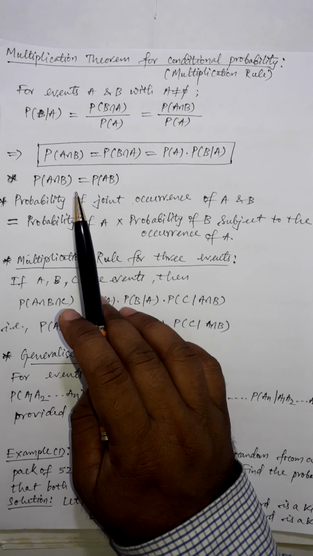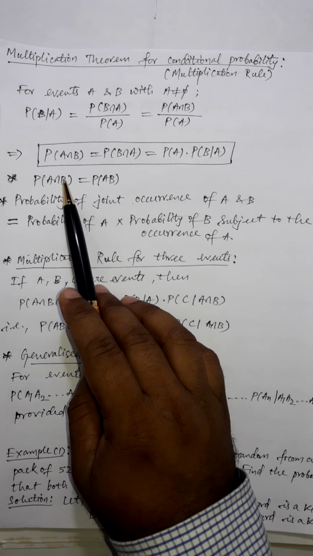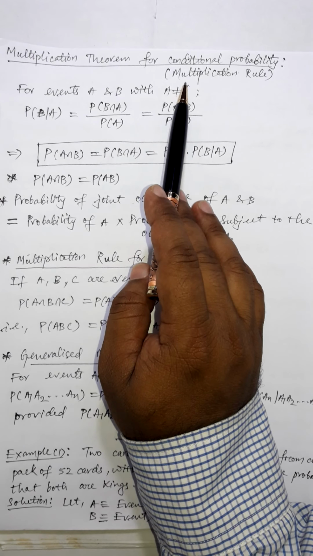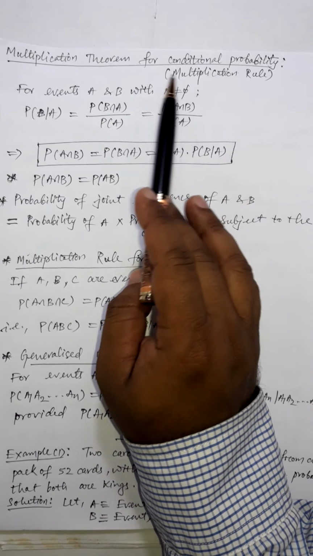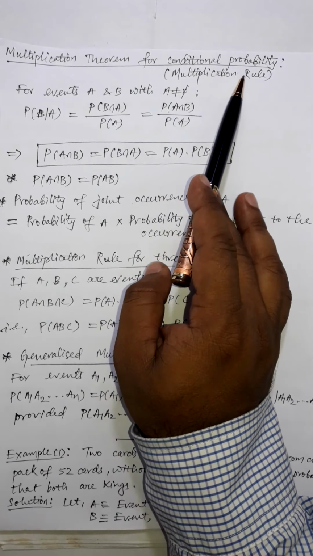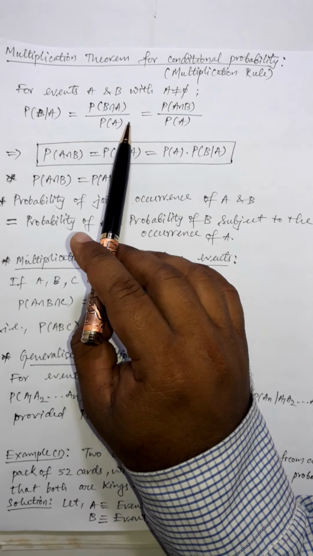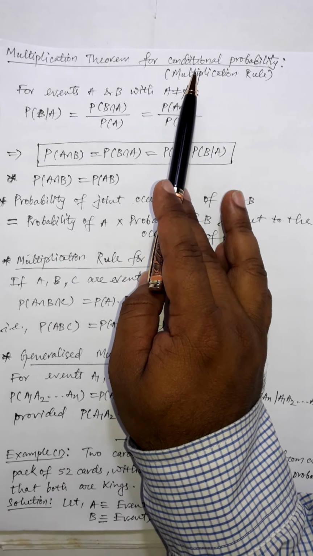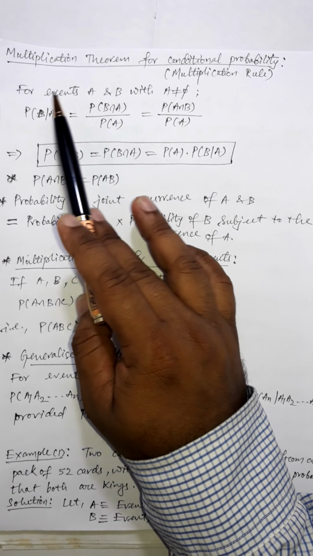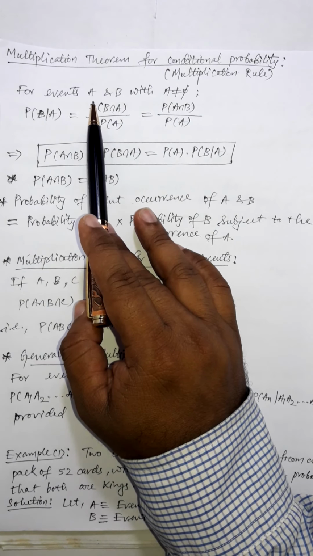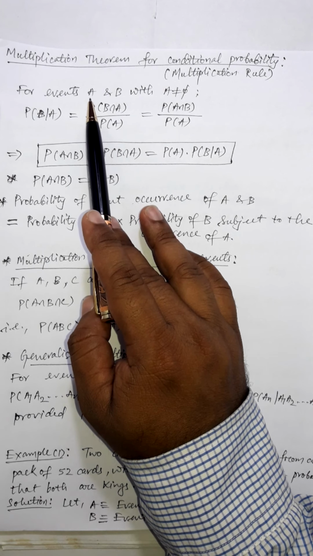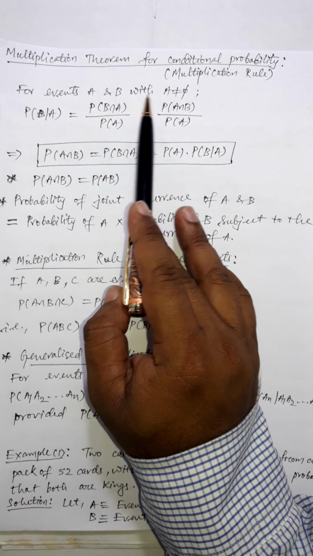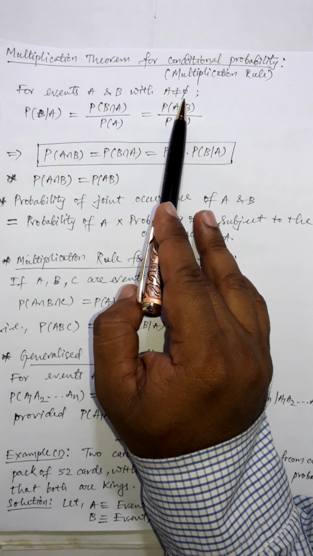Friends, today in this video we are going to discuss the multiplication theorem for conditional probability, which is shortly called the multiplication rule. So the multiplication theorem for conditional probability will be our today's topic of discussion. For that, as it is the case of conditional probability, we definitely need at least two events. So let's take two events of the same sample space, and the events be A and B, where the event A at least is not equal to phi.